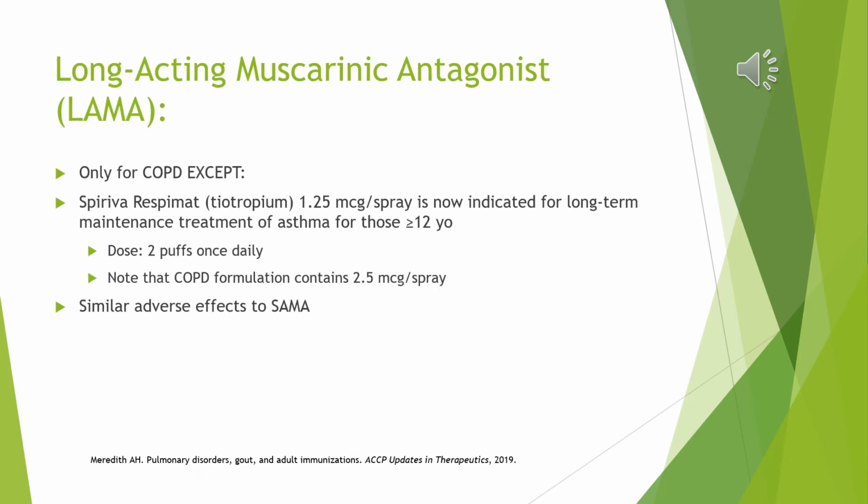The counterpart to the short-acting muscarinic antagonists are the long-acting muscarinic antagonists. These are typically only used for COPD, except recently Spiriva Respimat, or tiotropium, became indicated for long-term maintenance treatment of asthma for those over the age of 12. And they have similar adverse effects compared to the short-acting muscarinic antagonists.